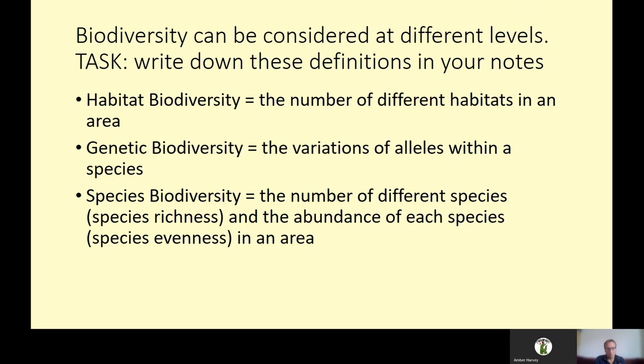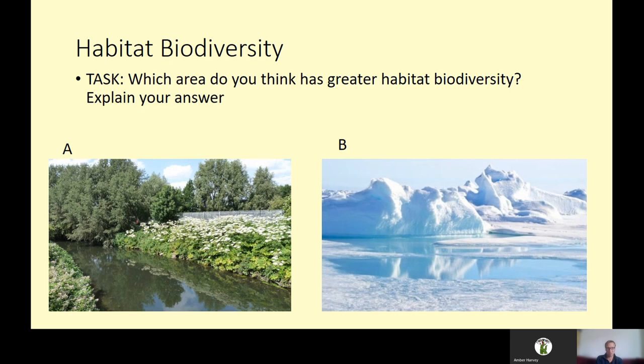So let's think about habitat biodiversity first. Remember, habitat biodiversity is the number of different habitats in an area. If we look at these two pictures, which area do you think has the greater habitat biodiversity? If you're watching this on playback, I'd like you to write down which one you think and give a reason why.